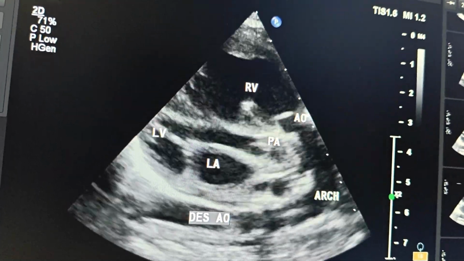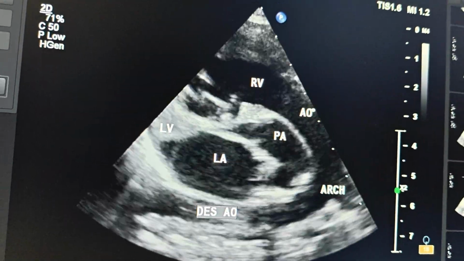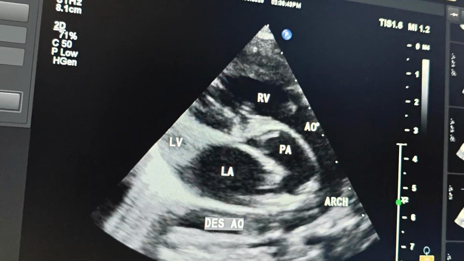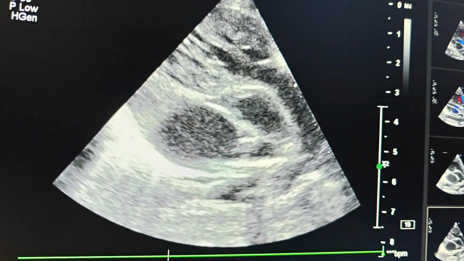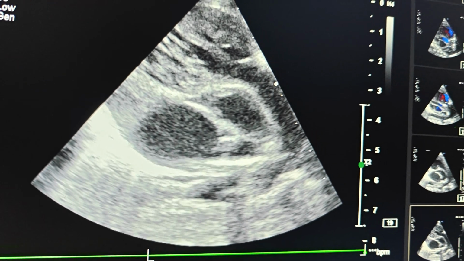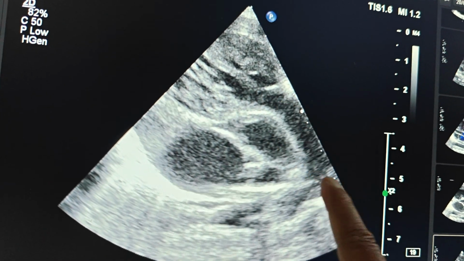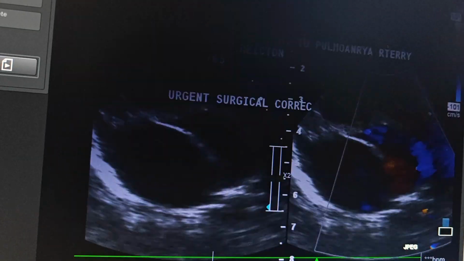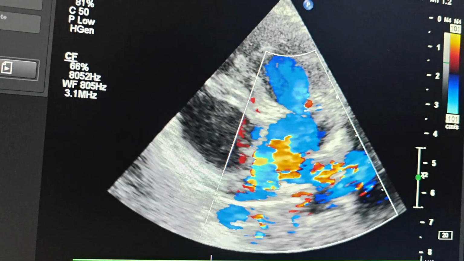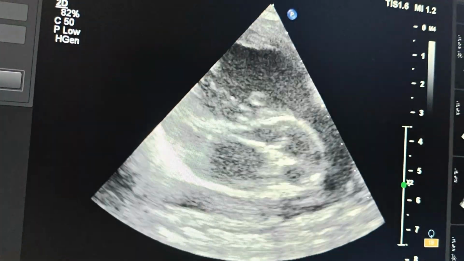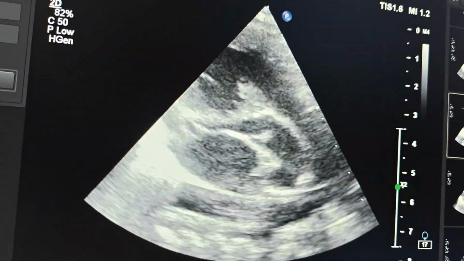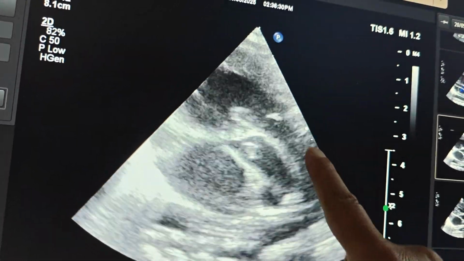That's why I have made this video to show you. This is the parasternal long axis, a very nice view. Moving to the next image. Same thing. This is the pulmonary artery. This is the aorta. So this is the case of D-transposition of great arteries. You see this image, same thing. This is the pulmonary artery. This is the aorta.